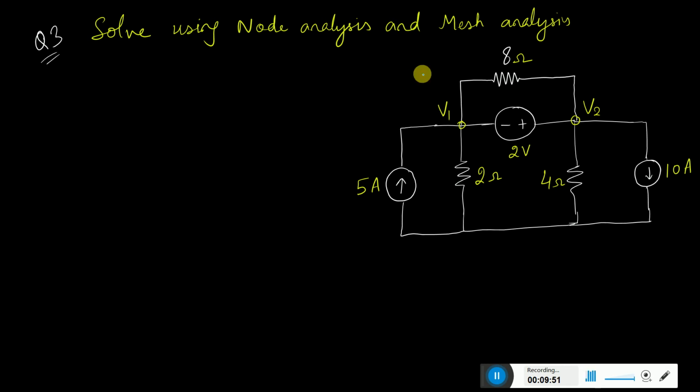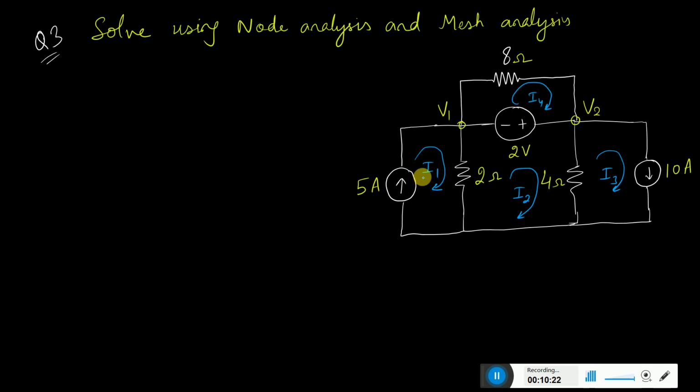What we are going to do is apply the mesh analysis to the same numerical and try to find the solution. In order to do the mesh analysis, let us take the mesh over here, because this is one mesh. Let me write I1 as the current in mesh 1, I2 as the current in mesh 2, I3 as the current in mesh 3, and the current in mesh 4 is I4.